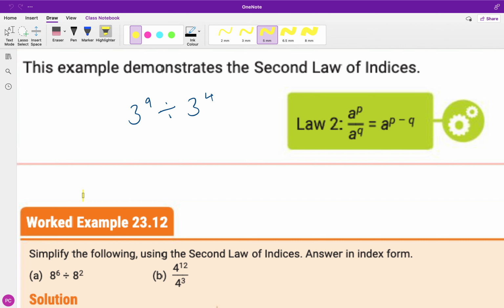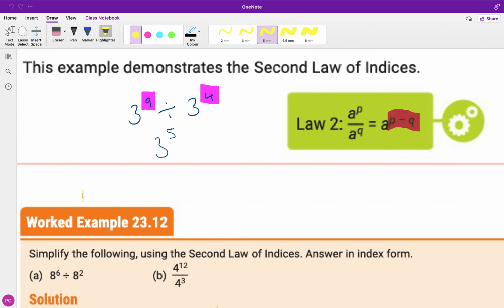The rule is, look on the right there in the green box, you take away the powers. So my two powers in this case are a 9 and a 4. So what I'm going to do is take 9 minus 4, which is 5. So my answer is going to be 3 to the power of 5.